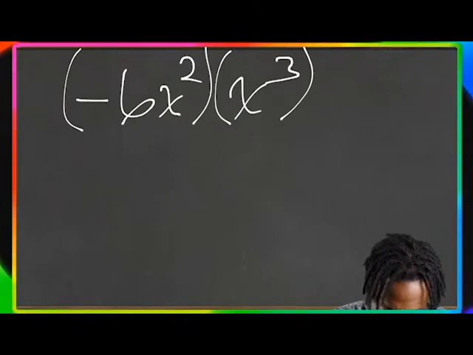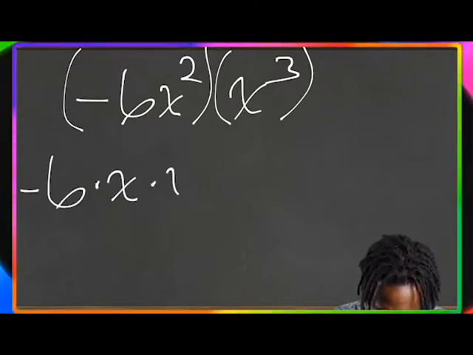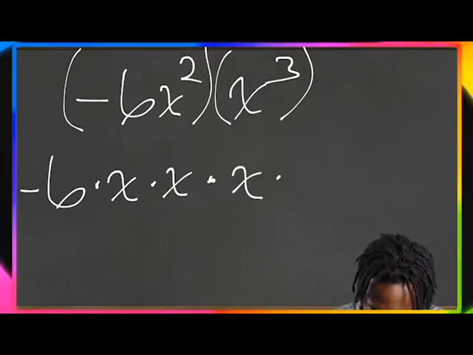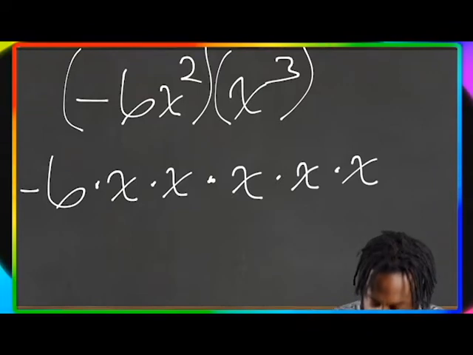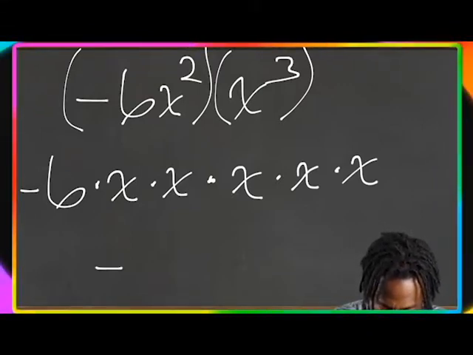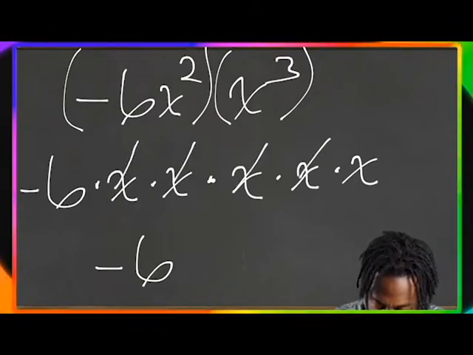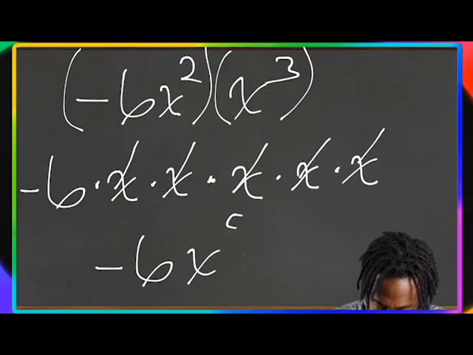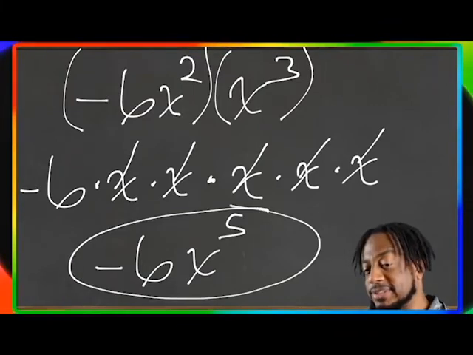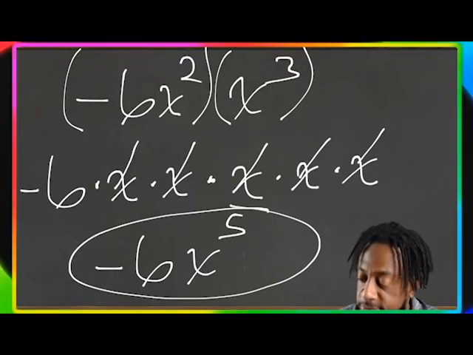So, let's expand it. Negative 6 times x, that's 2 x's, times 3 x's, so 1, 2, 3 x's. So all I've got to do now is say negative 6 is all by itself. You have 1, 2, 3, 4, 5 x's. So x to the 5th power. There's your answer. How did you do? Good. I know you did great.